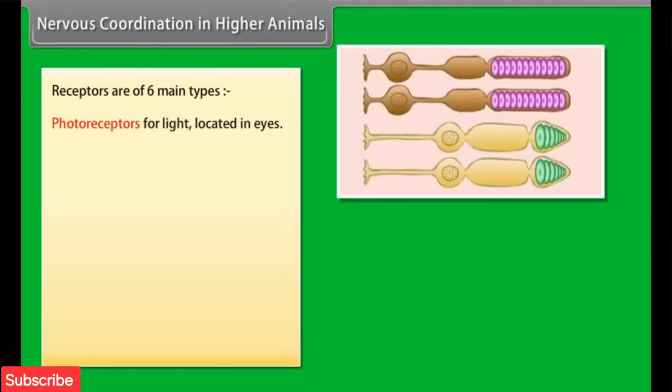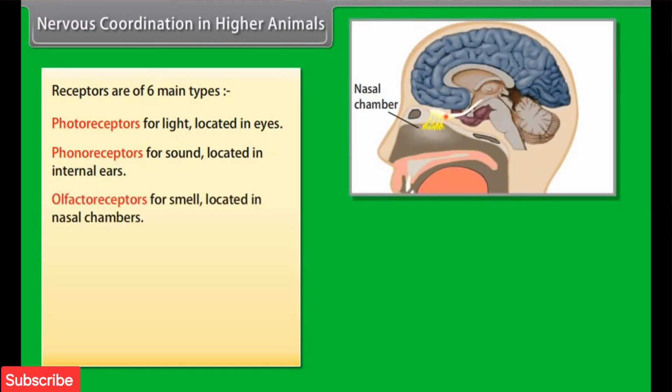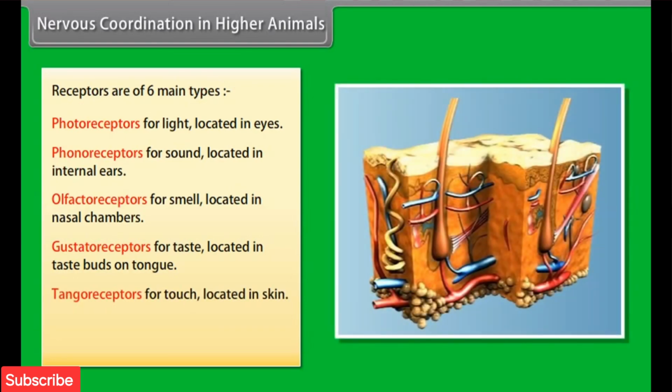Photoreceptors for light, located in eyes. Phonoreceptors for sound, located in internal ears. Olfactoreceptors for smell, located in nasal chambers. Gustatoreceptors for taste, located in taste buds on tongue. Tangoreceptors for touch, located in skin. Thermoreceptors for changes in temperature, located in skin.